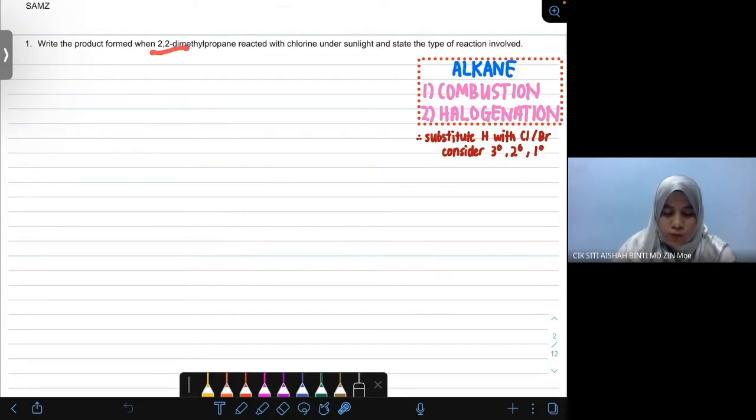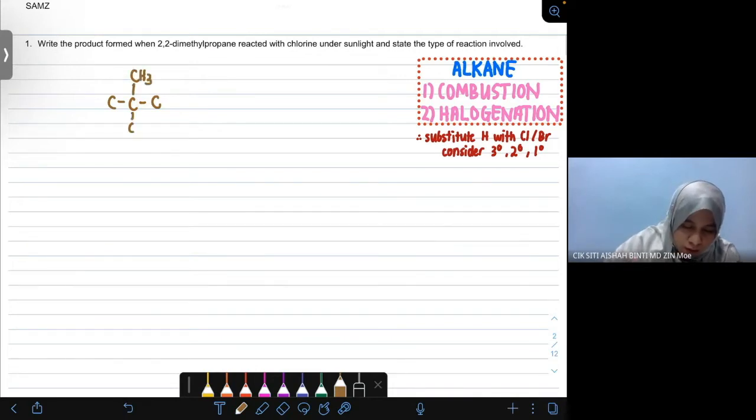Dia kata 2,2-dimethyl propane. So propane ni, it means that we have 1, 2, 3 carbon. Okay, so when we have 3 carbon here, mention about propane. Next, they mention 2,2-dimethyl. Okay, so it means that on carbon number 2 ni, we have 2 of our methyl. So CH3, CH3. Okay, so this is the reaction itself.